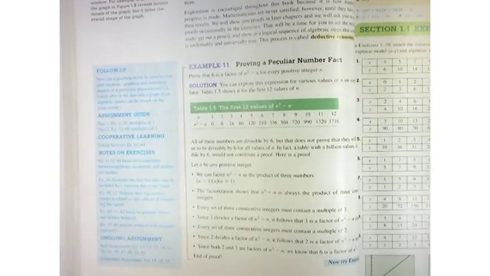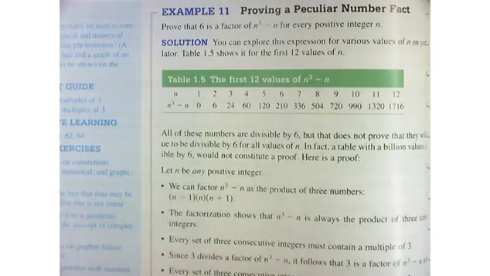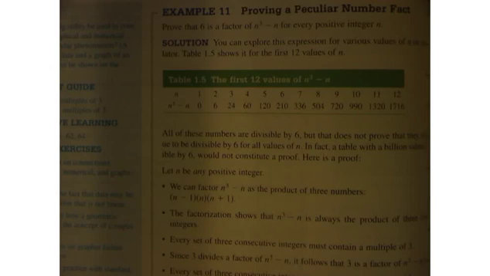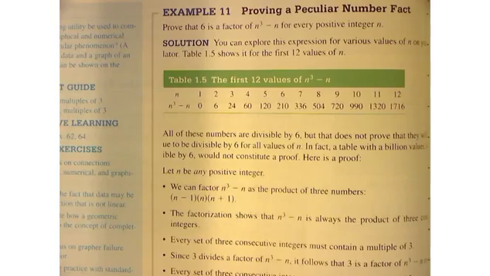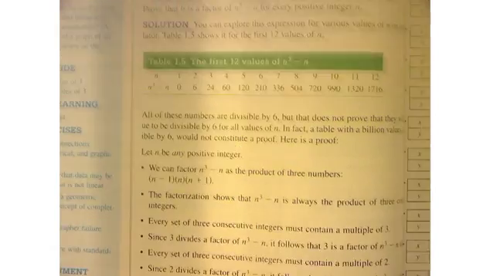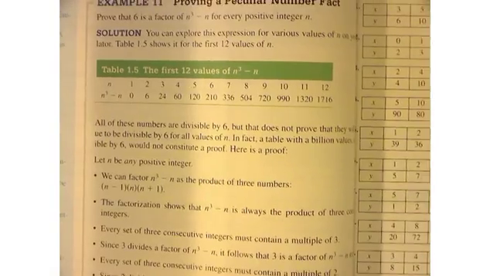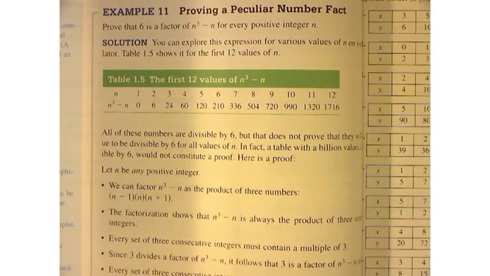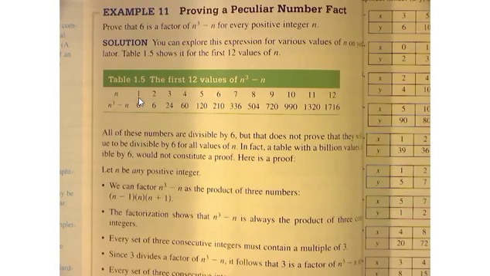If we look at our textbook here, for example number 11, and I'll zoom in for us. For example 11, it says, prove that 6 is a factor of n cubed minus n for every positive integer n. And so what we're doing here is we're looking at the number. So what is n cubed minus n?